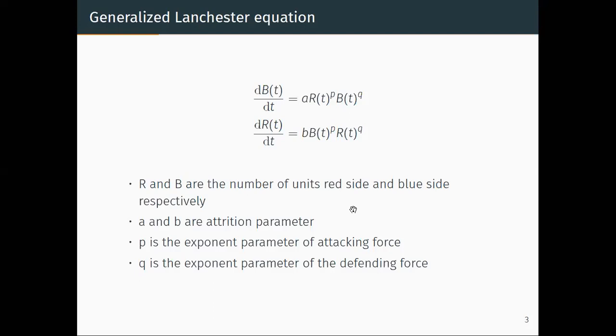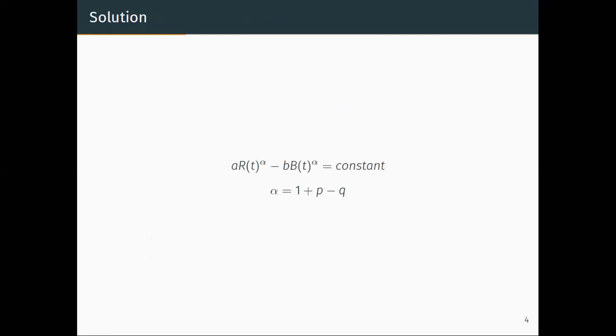Other than that, we can add other parameters, like which of the two sides is in a defensive position and which is in an offensive position. Another parameter we can add is how much the terrain is giving advantage to one side or the other. This kind of modification improves the models.